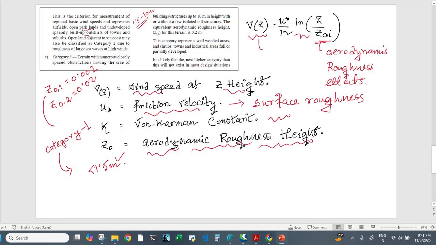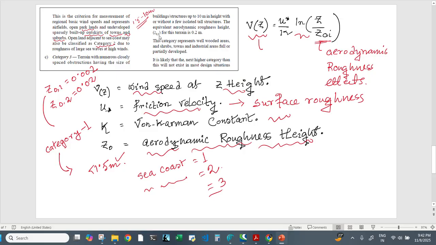Built up outskirts of towns and suburban areas. Open land adjacent to the sea coast may also be taken as category 2. On the sea coast, we will take category 1. Near cities near the sea coast is category 2, and after that we will take category 3.